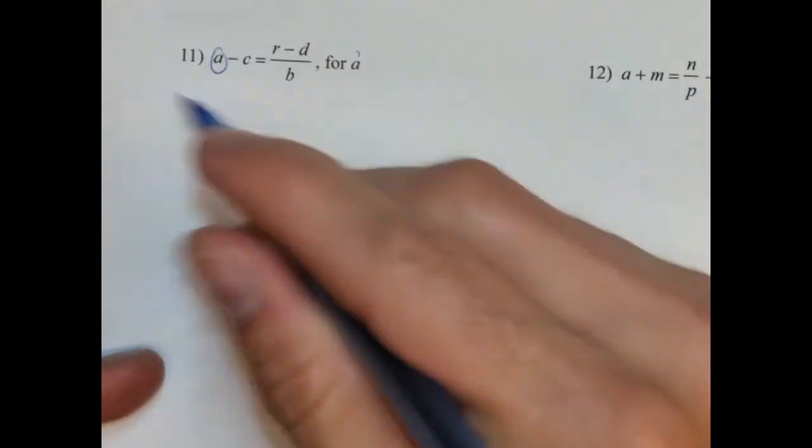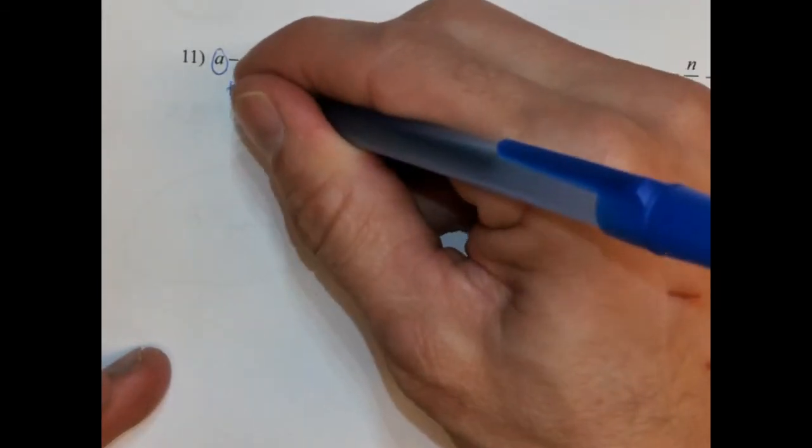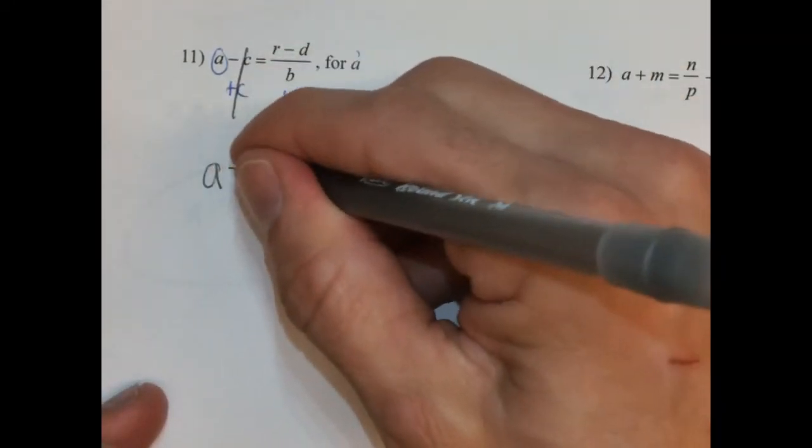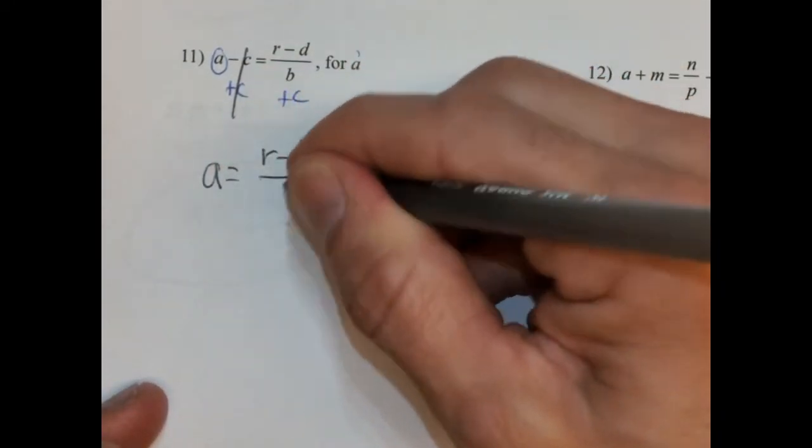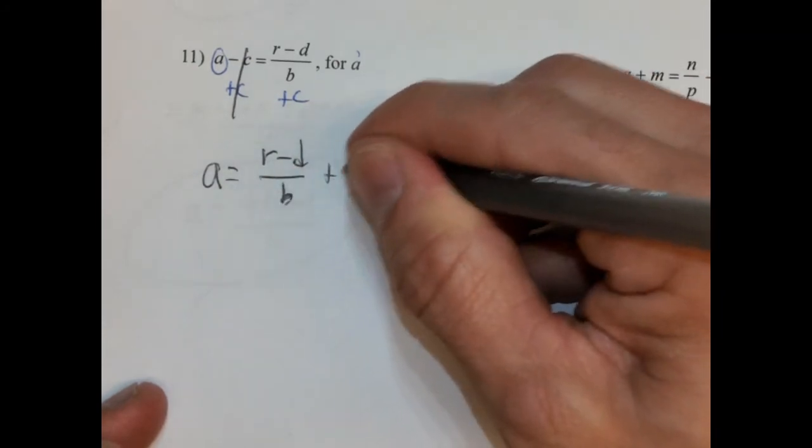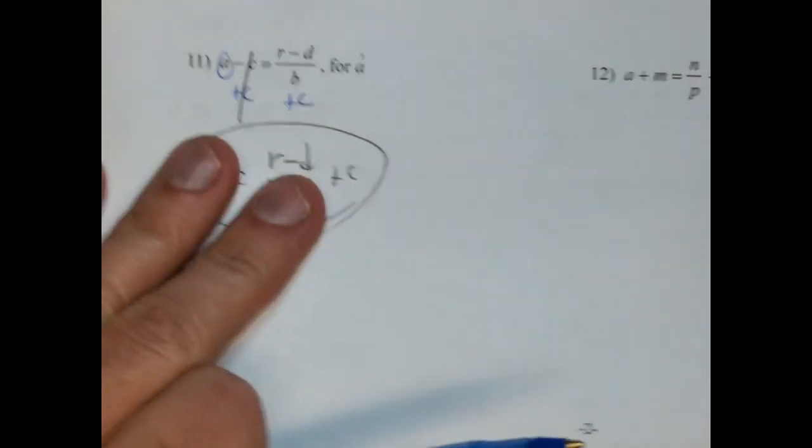Okay. Number 11, we're solving for a. A is right here. We're going to do the inverse operation, so we're going to add c. Okay. A is equal to (r − d) over b, and we're going to add c to it, so we're going to put c over here, plus c. Boom.